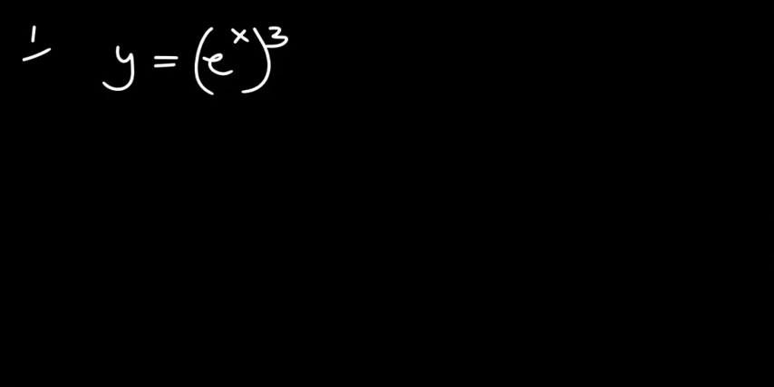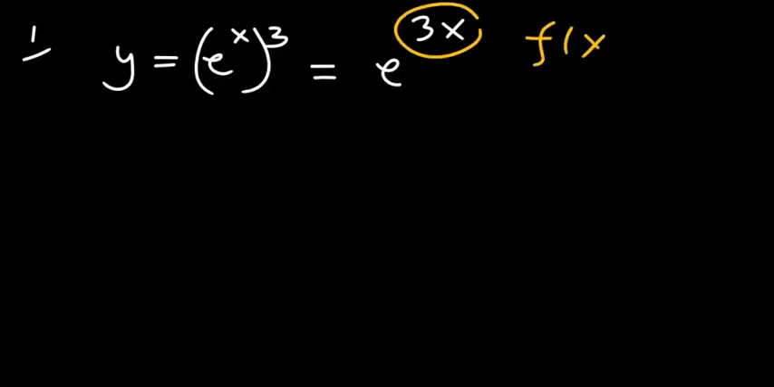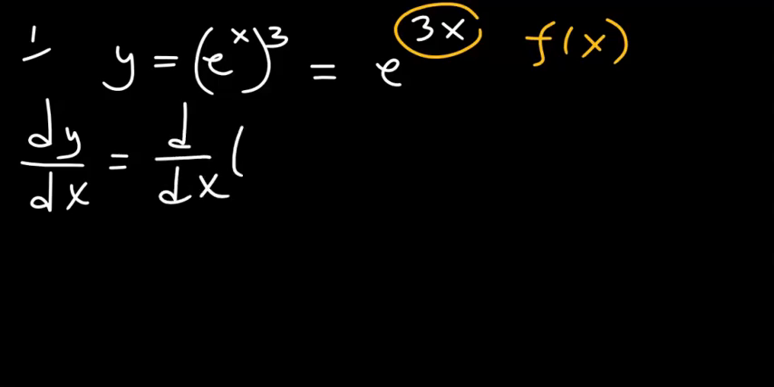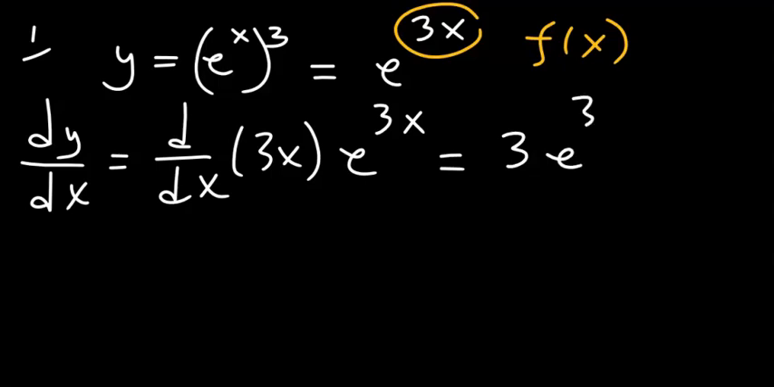Let's see how to differentiate this function, e^x raised to the power 3. This is quite simply e to the power 3x. So 3x here is like your f(x) in our previous discussion. So dy/dx equals d/dx of that 3x times the original function, which is e to the power 3x. And this is quite simply 3e^(3x), and that's the final answer.